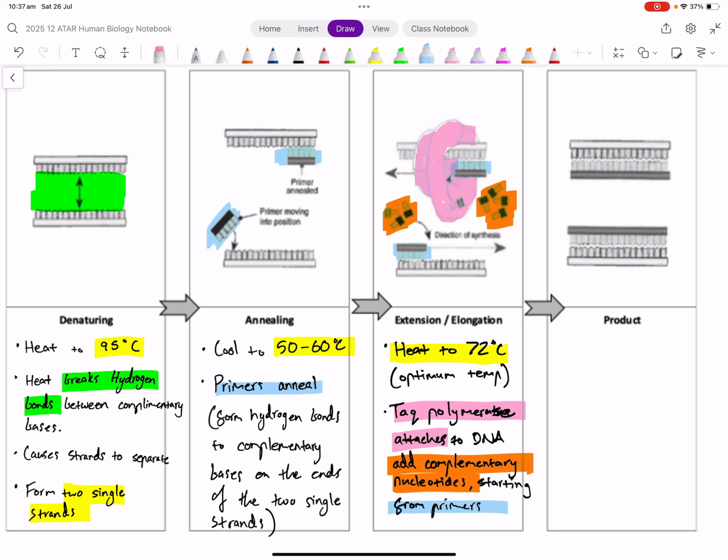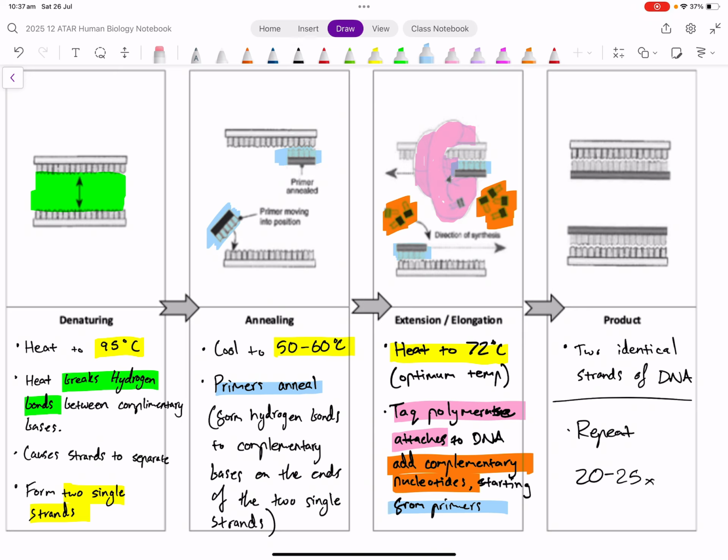And so what's our final product here? Well, again, by the end of this process, we're going to have two identical strands of DNA. And then we're able to simply repeat this process. And we're going to repeat generally 20 to 25 times in order to create a large enough sample.